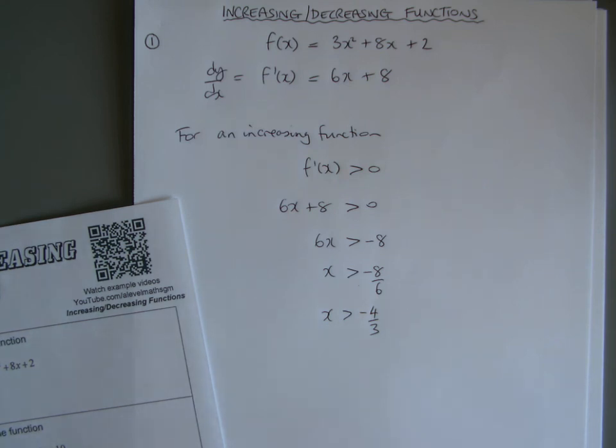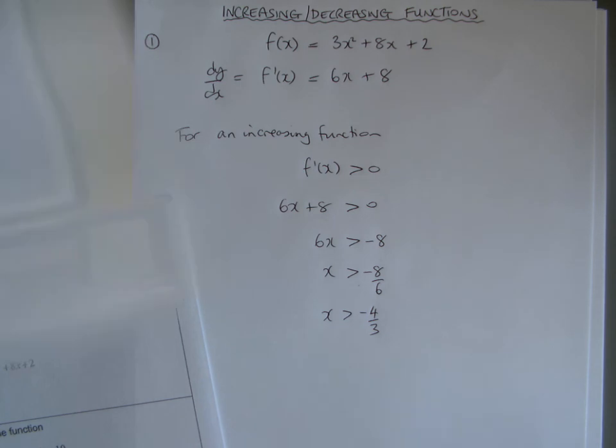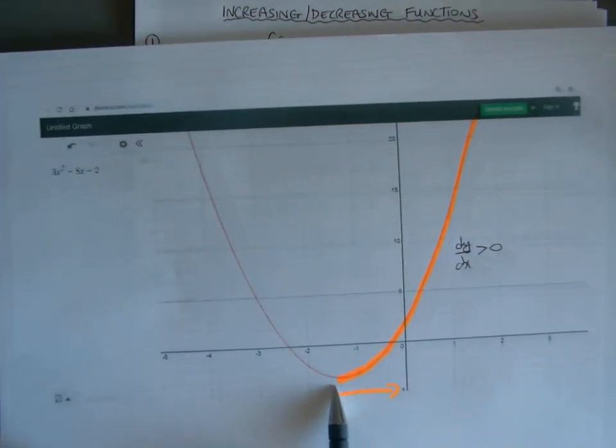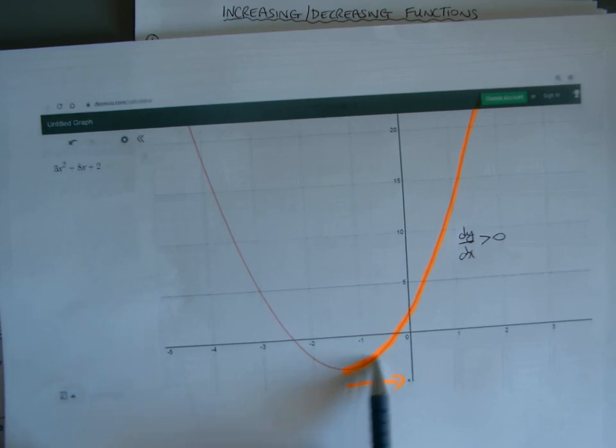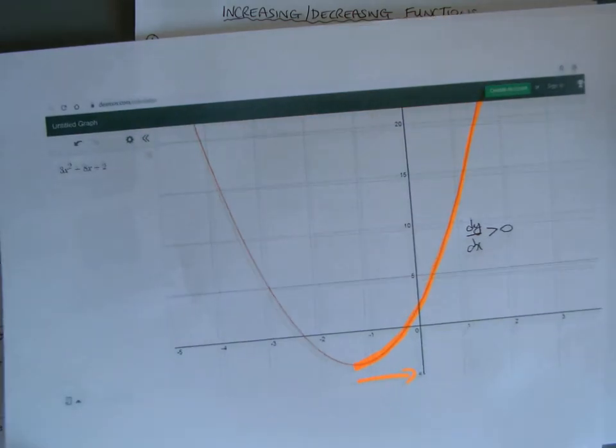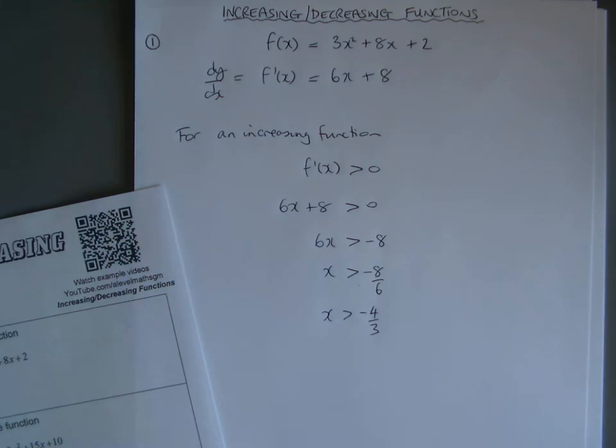And if you go back to the graph, you can see here that would be minus 4/3 on my graph. Everything greater than that is where I've got positive gradient, where the function is increasing.